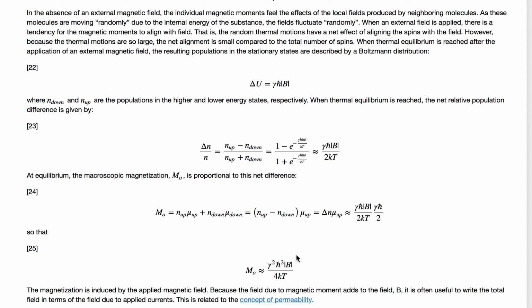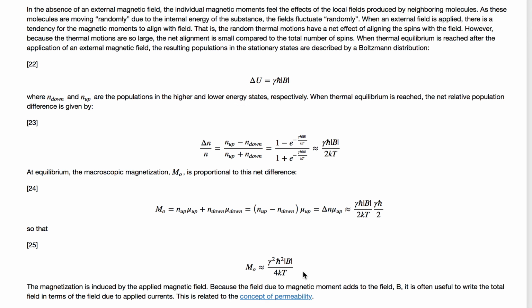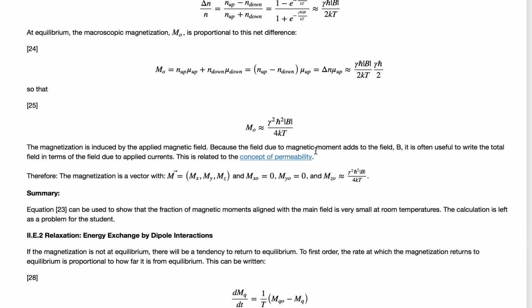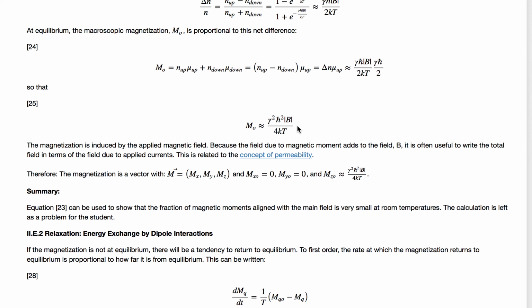But it's because of that distribution that we get a magnetization that's related to the magnetic field strength. So it increases as we increase the magnetic field. And then the fundamental constants, the proton's gyromagnetic ratio and Planck's constant. And then inversely related to Boltzmann's constant and the temperature. So the higher the temperature, the lower the magnetization. Lower the temperature, the more you would get magnetized. And that's the fundamental source then of our signal in magnetic resonance imaging.